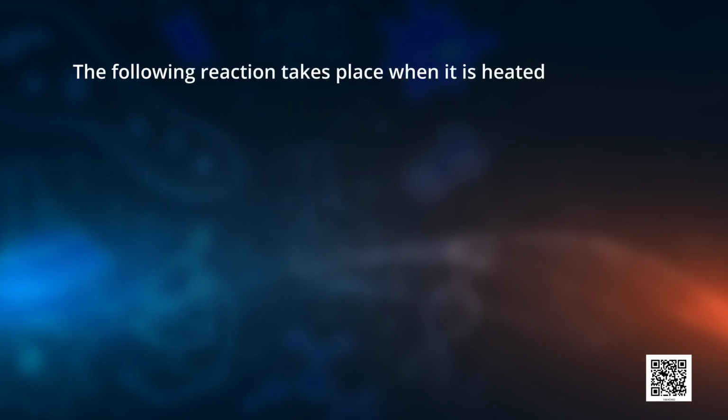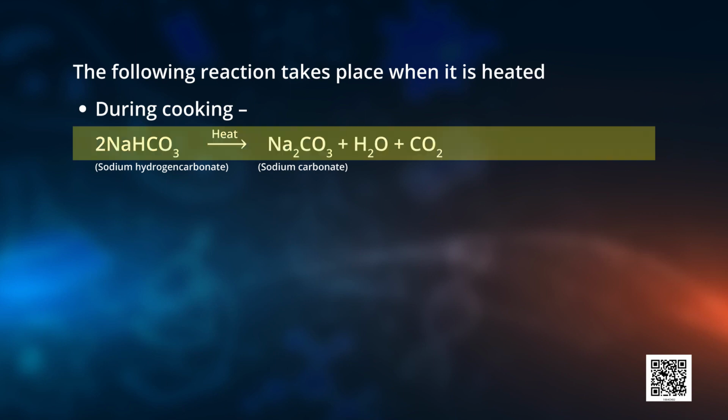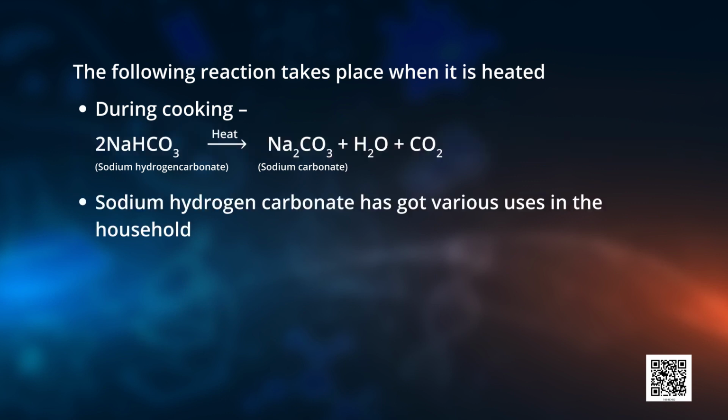The following reaction takes place when sodium hydrogen carbonate is heated. We should know why we use sodium hydrogen carbonate in making crispy pakoras, isn't it? So during cooking, what happens is that when sodium hydrogen carbonate is heated, it releases sodium carbonate, water and carbon dioxide. And this carbon dioxide is responsible for making the things fluffy.